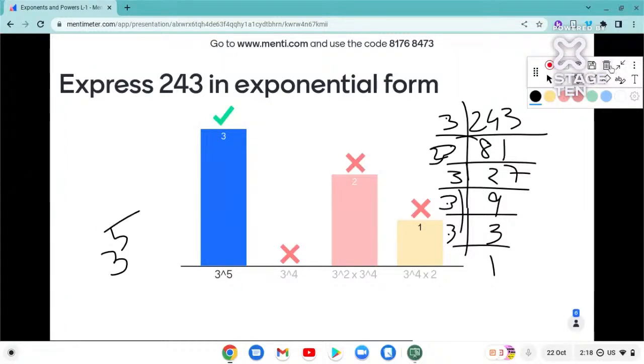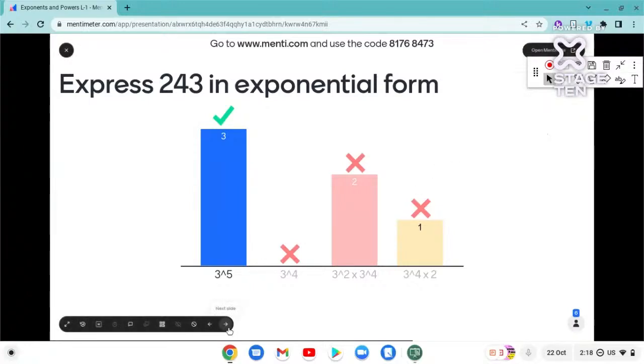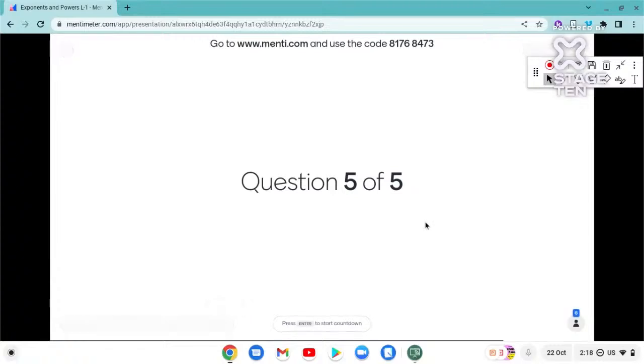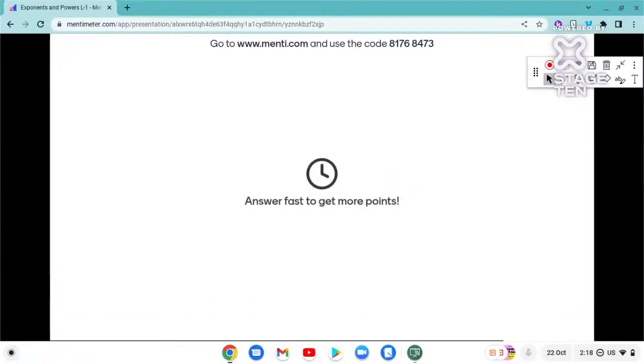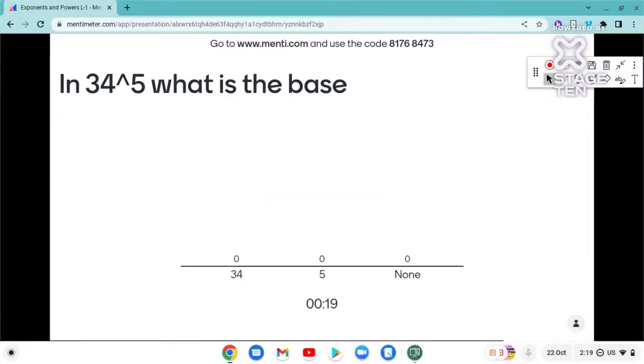Simple. Let's see the last question, and then we will see who is topping the leaderboard, who is the topper of the class. So let's move towards question number 5 on your screens right now. In 34 raised to 5, what is the base? That is the easiest question. Oh my god, if I do not get 100% yet, I'm super angry now. I'm super sad and angry if you do not give the right answer.